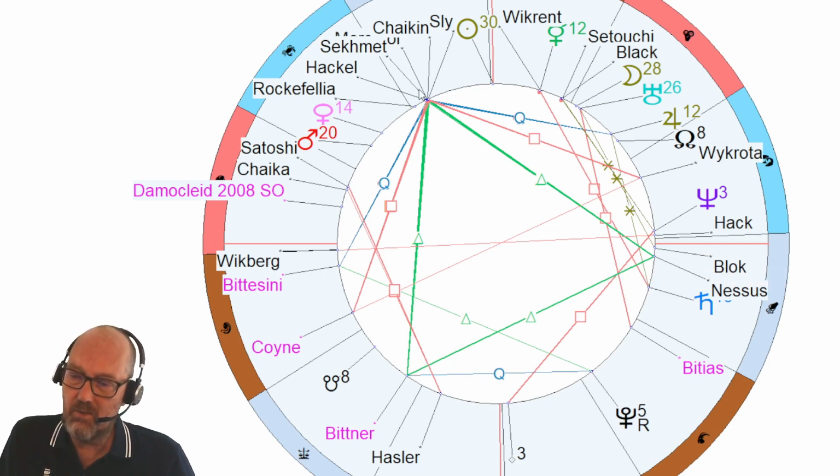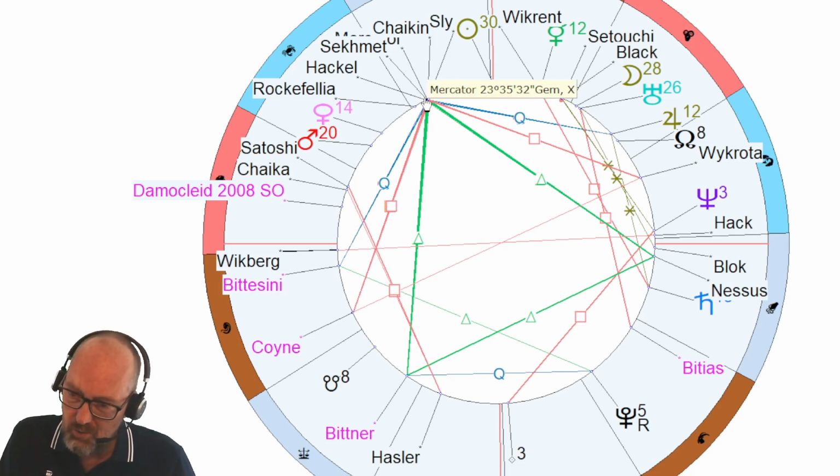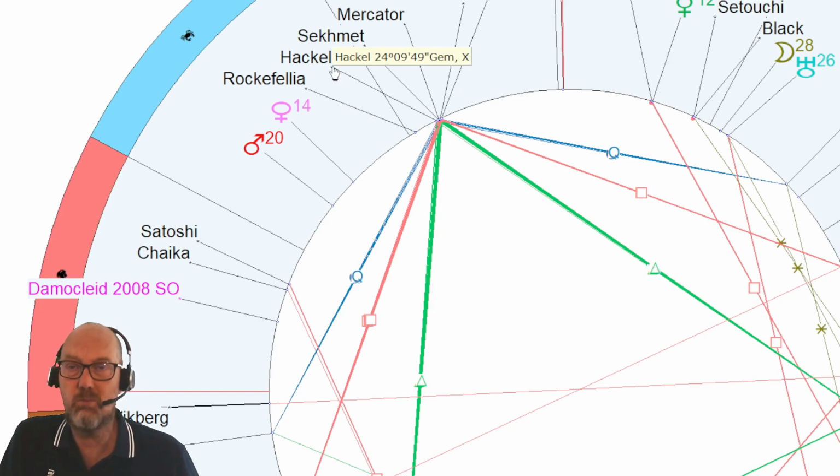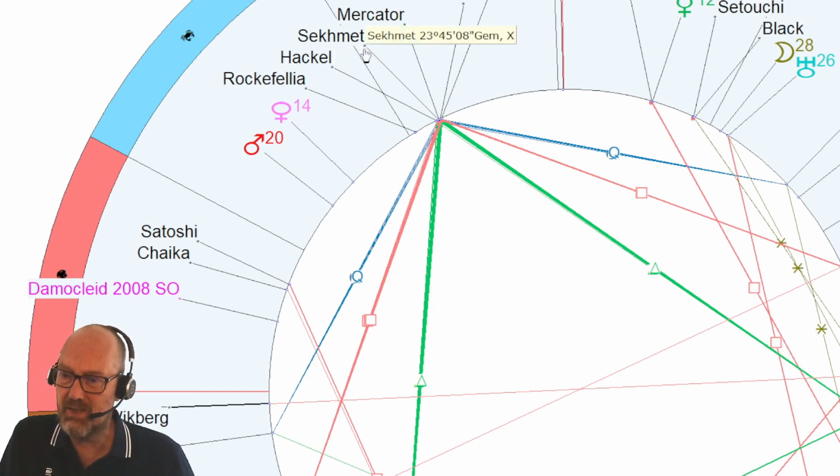And you see also how all these lines converge to this little group of stuff. Here, here, here. It's really a nice symmetry here. So what's going on here? Well, we have Hackle, which is about hacking. In this case, that would be BlackRock hacking Bitcoin. Sekhmet is a very, very aggressive asteroid. It can be compared to Nessus in how nasty it can be, like hard and without mercy.